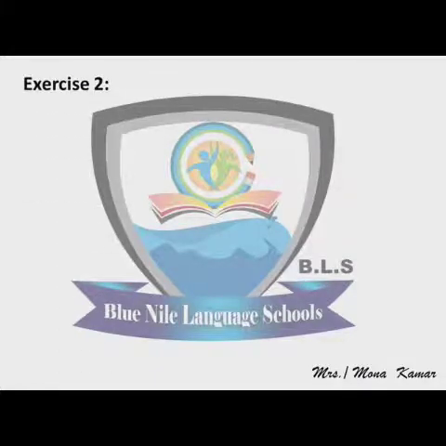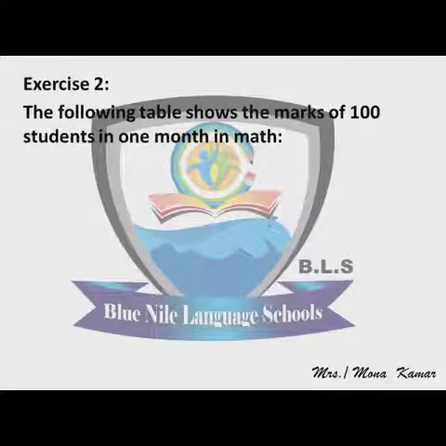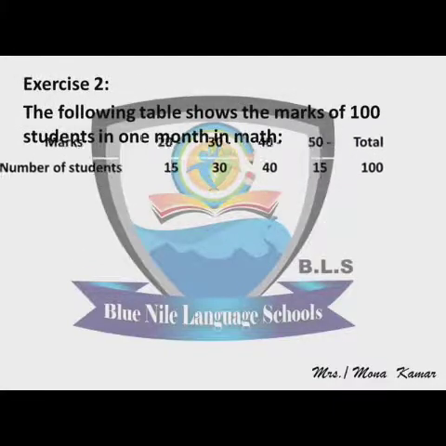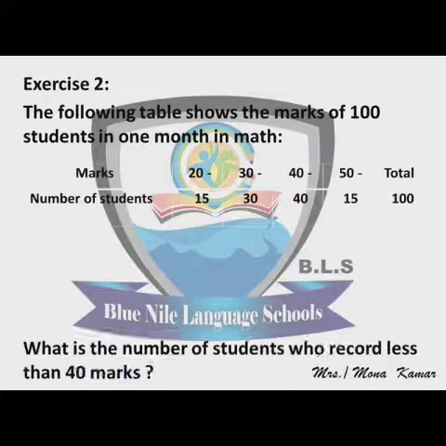Now let's take another exercise. The following table shows the marks of 100 students in 1 month in math. Marks 20 and more, number of students 15. Marks 30 and more, number of students 30. Marks 40 and more, number of students 40. Marks 50 and more, number of students 15. And the total number of students is 100.